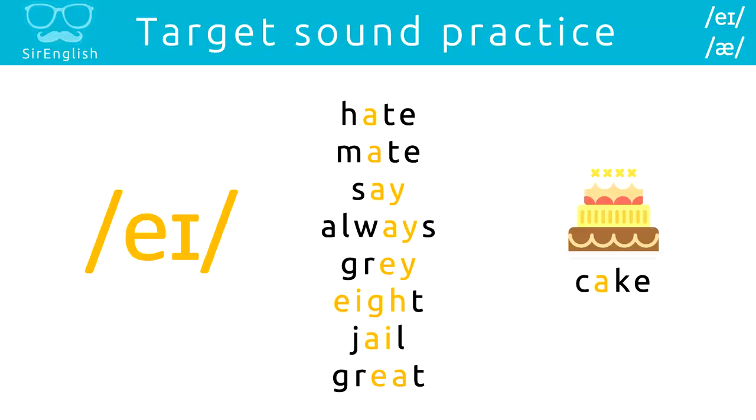Now, let's head over to the target sound practice for the first sound. So the first sound, remember, is A, which is represented by E and I, as you can see on the left. These are the two symbols that represent this English sound. So I'd like you to look at this word list. Notice that I've highlighted in orange the part of the word where the sound appears. So notice that and repeat each word after me, focusing on the vowel sound we are targeting. So let's start. Repeat after me.